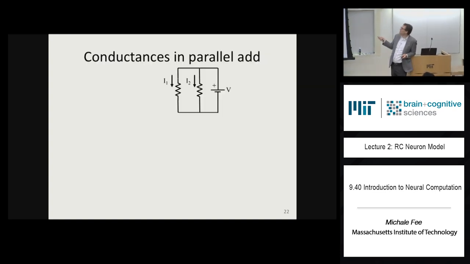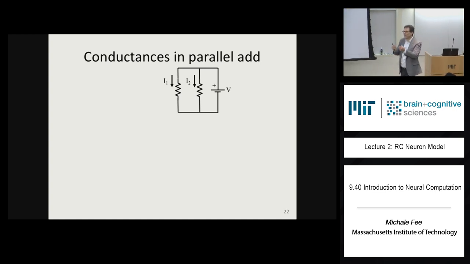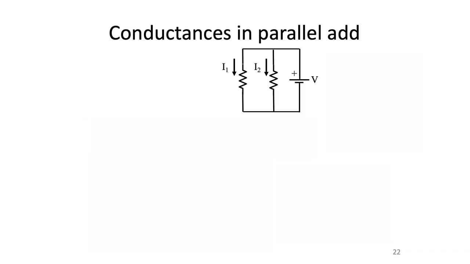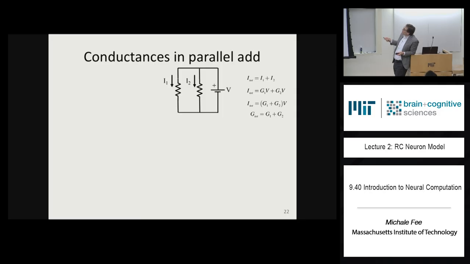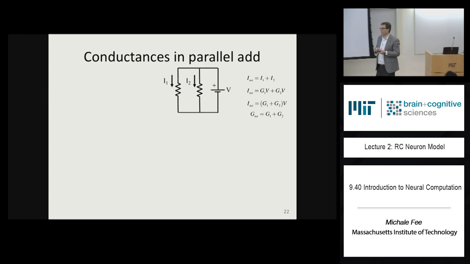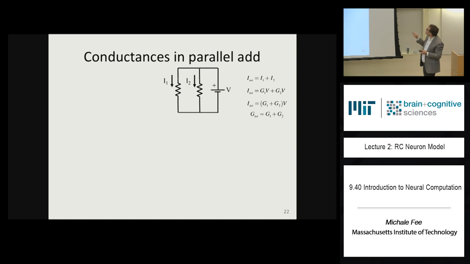If we have two ion channels in the membrane, they operate in parallel. Current flows through them separately. They're not in series, where it flows through one and then through the other. They are in parallel, so current can flow through both. We can write down the current using Kirchhoff's law. The total current is just the sum of the currents through those two separate conductances. So the total current is G1 times the voltage difference plus G2 times the voltage difference. You factor out the V, and the total current is G1 plus G2 times V. So the total conductance is just G1 plus G2. Does that make sense? Conductances in parallel add together.